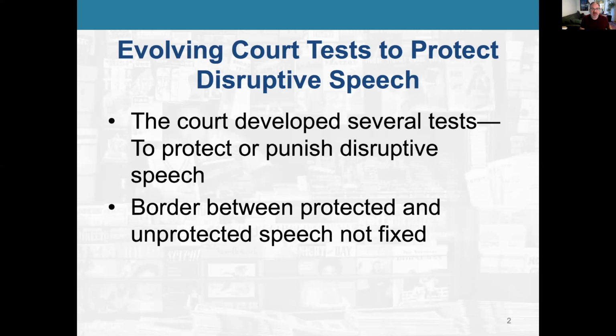The court has adopted several tests over time to protect or to punish disruptive speech, and the border between protected and unprotected speech is not fixed. And sometimes you may even question the decisions that the court has made, but that border is always changing.